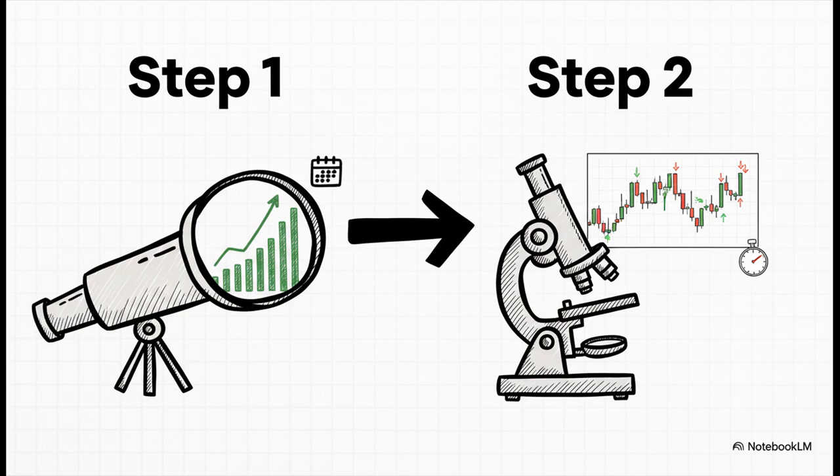You use the Heikin-Ashi chart as your telescope, maybe on a daily or a 4-hour chart, to get the big picture, to find that main underlying trend. Once you know that, you grab your microscope, the candlestick chart, on a much shorter time frame to zoom in and find that perfect, precise spot to get in or get out. It's literally the best of both worlds. You get the clarity of the trend and the precision for your timing.